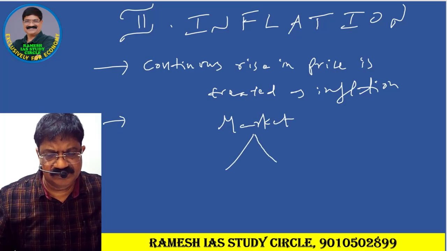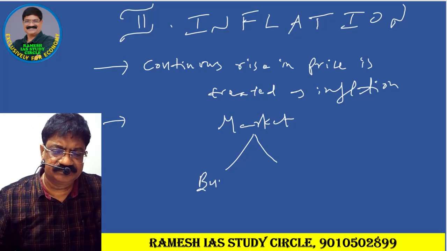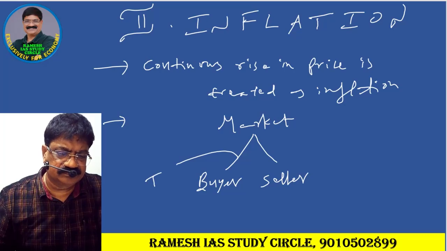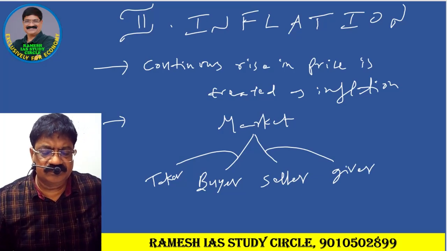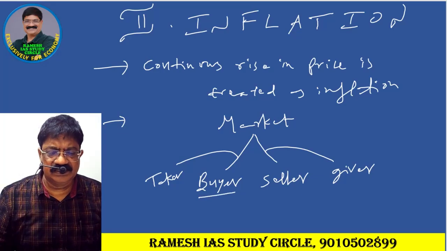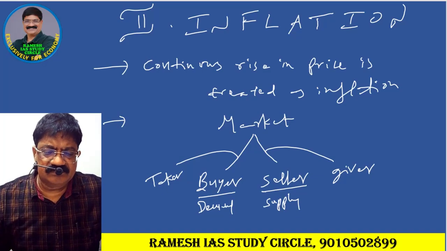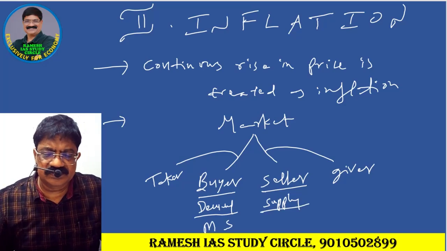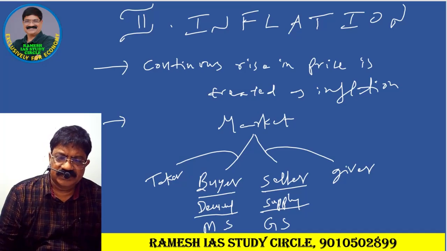For example, the market is having two opposite forces. One is buyer, the other seller. The buyer is the taker, the seller the giver. So in economics terms, buyer is demand, the seller is supply. The buyer buys the goods with money, this is money supply, and the seller gives goods to the buyer, goods supply. So this is the market.